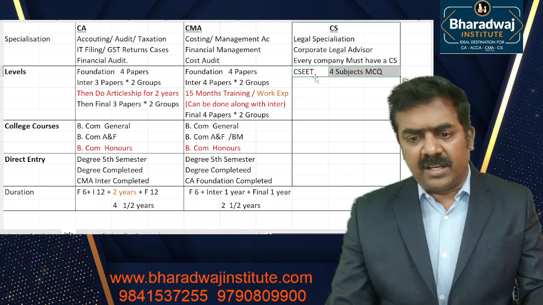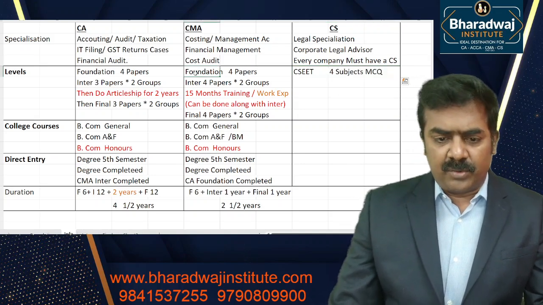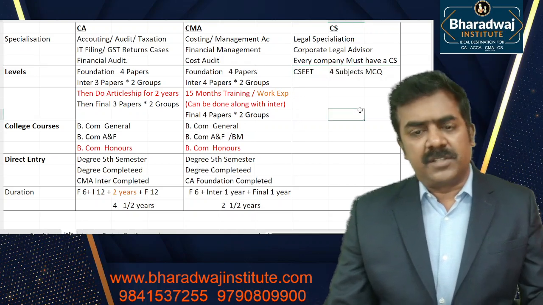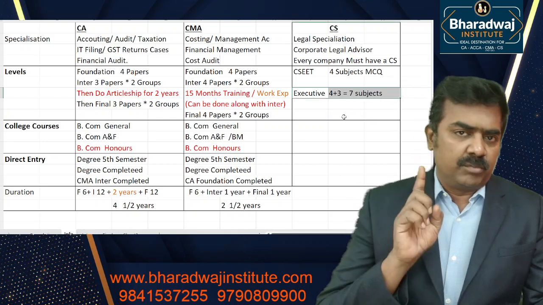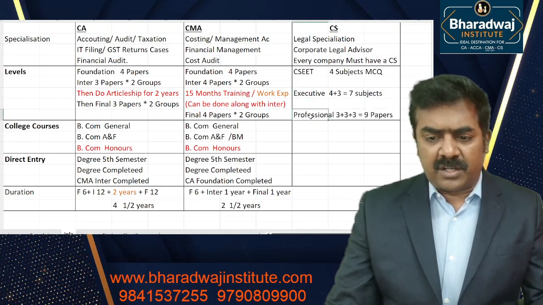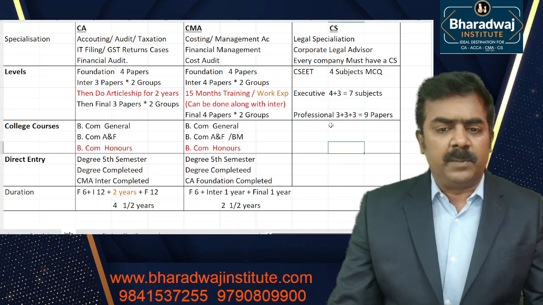This also has 3 levels. The first level we call CSEET, the foundation. It will have 4 subjects, a multiple choice question examination. Then executive, it will have 7 subjects: Module 1 with 4 papers, Module 2 with 3 papers, 7 subjects like that. Professional level has 3 papers in 3 groups. Totally, 9 papers you will be learning.